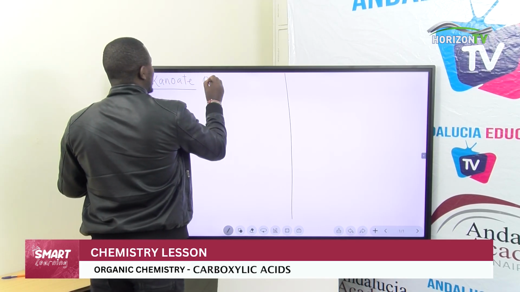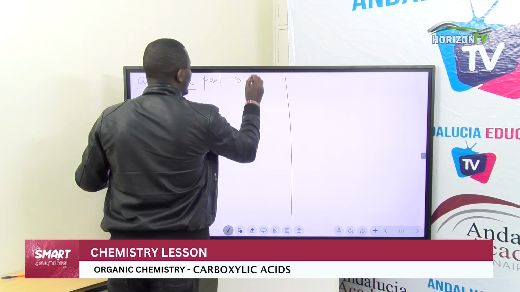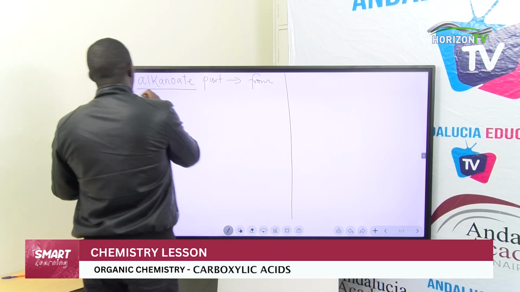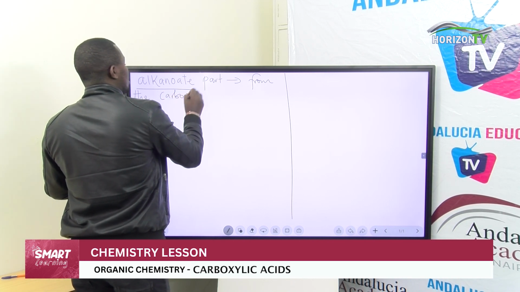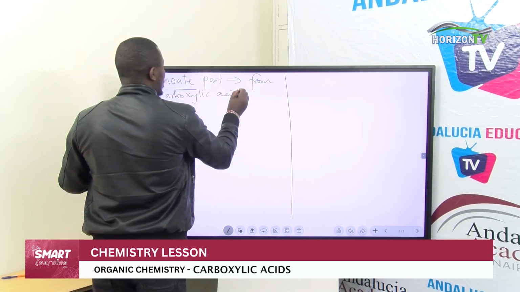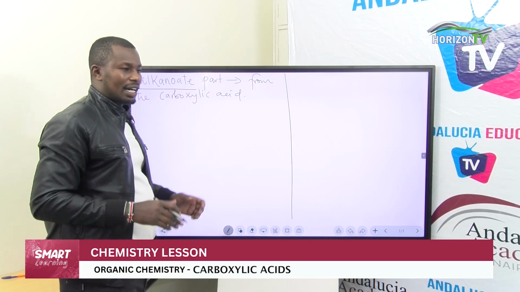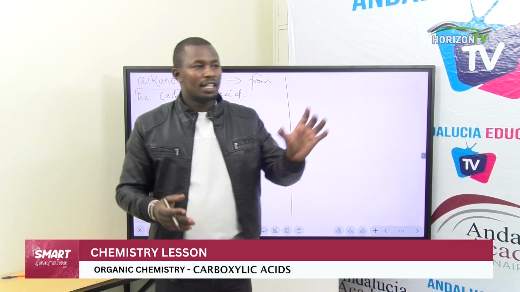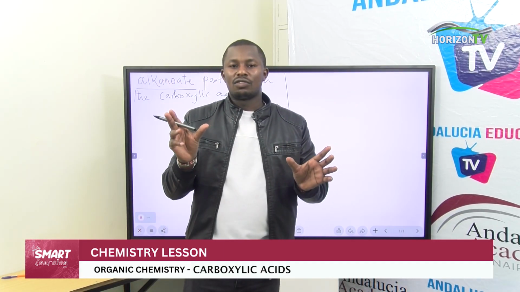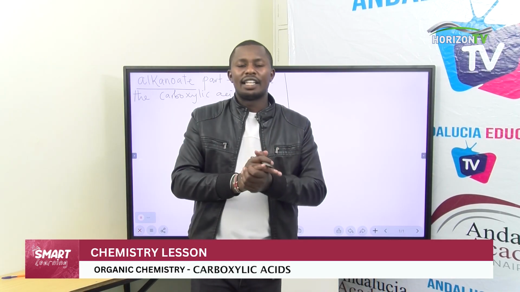Alkanoate part. And this part is from the carboxylic acid. It is from the carboxylic acid. So the name of an ester must have two parts: the alkyl part from the alcohol and the alkanoate part from the carboxylic acid. I'll give an example of the ester.